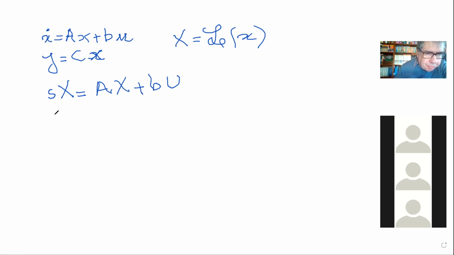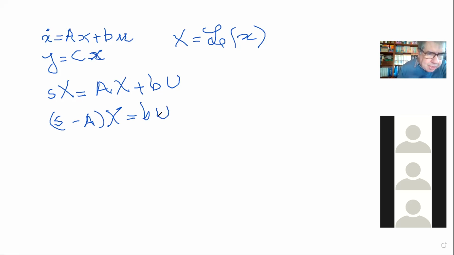What should I do? Because if I have X, then I can multiply by C and get Y of S. We put X all in the same part of the equation. Tell me, S and then? S minus A times X equals BU.